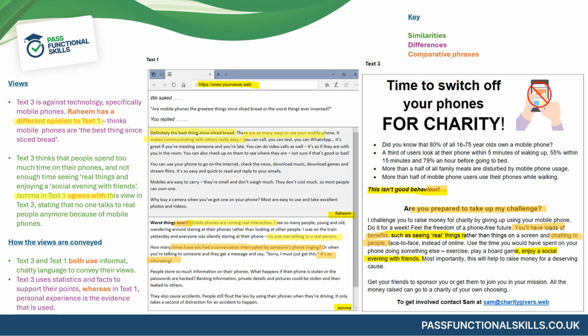So text 3 uses lots of statistics and facts to support their points, which we can see in the bullet points here. Whereas text 1, in both Raheem and Gemma's contribution, they use personal experience as evidence. So I'll give you an example from Gemma's contribution. I was on a train yesterday and everyone was silently staring at their phone. So that's the evidence that they're using in text 1. Rather than statistics, they're using personal experience. So that's definitely a difference that we could comment on across the two texts.